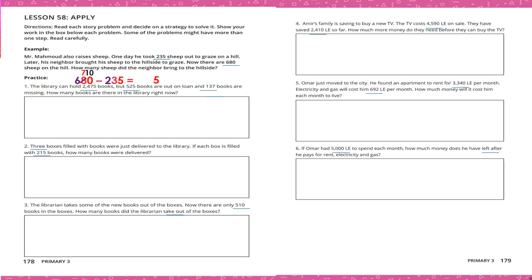7 minus 3 equals, yes, 4. 6 minus 2 equals 4. So the number of sheep of the neighbor equals 445 sheep.